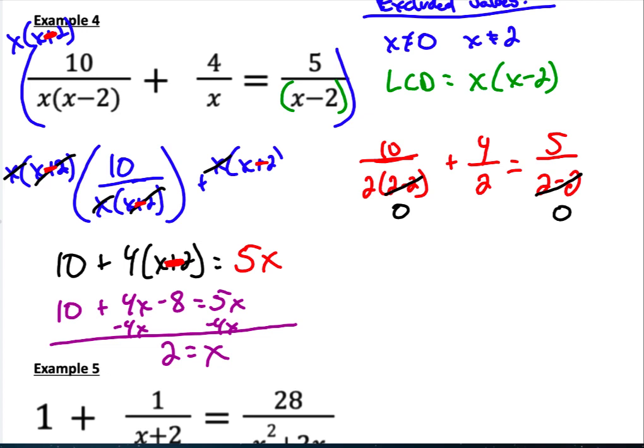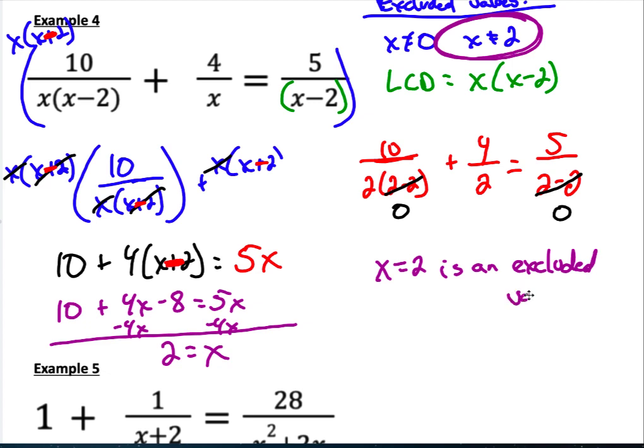But if we look back at our excluded values, it told us that. It told us that if we get x equals 2 as an answer, that cannot be one of our answers. So we would say x equals 2 is an excluded value. It can't be one of our solutions because it's going to cause that 0 in that denominator.